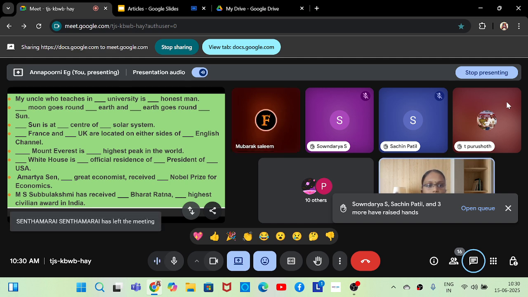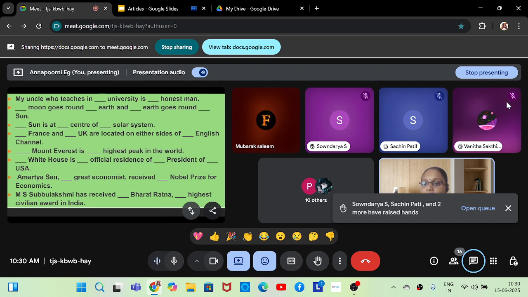Now, thank you, Purushottam. Now, the next question is for Fauzia. Dash sun is at dash center of dash solar system. The sun is at the center of the solar system. Very good. The solar system is again only one. It's a combination of 8 planets and the sun in the middle. So there is only one solar system and that is in our galaxy.